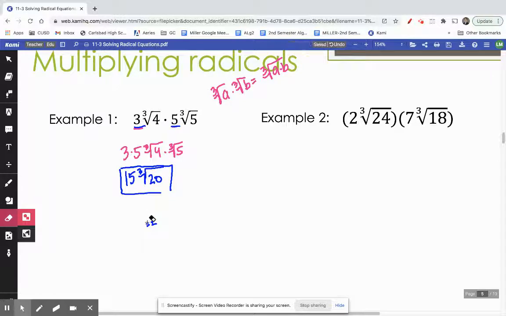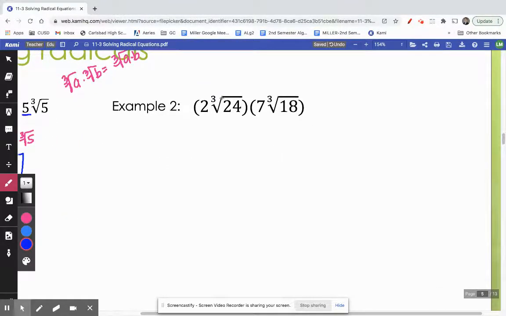Some of these get pretty messy, and we'll take a look at this next one. All right, if we multiply this one, 2 times 7 is 14, 24 times 18 is the cube root of 432. We would have to break apart 432 to see groups of 3, and I'm sure they're in there because that's a big number. So here's what we're going to do instead.